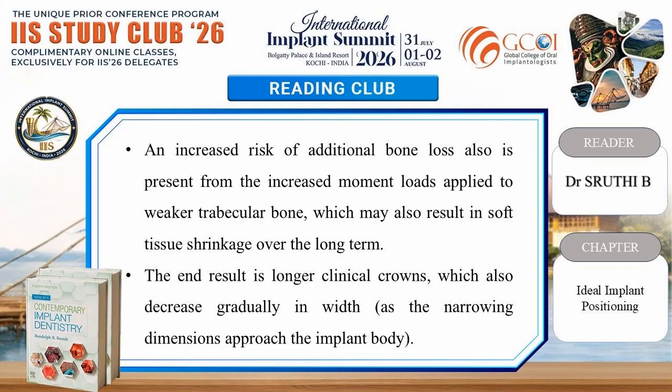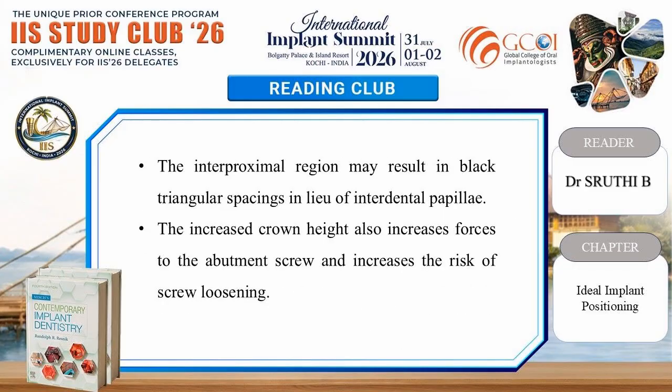An increased risk of additional bone loss also is present from the increased moment loads applied to weaker trabecular bone, which may also result in soft tissue shrinkage over the long term. The end result is longer clinical crowns, which also decrease gradually in width as the narrowing dimensions approach the implant body. The interproximal region may result in black triangular spacings in lieu of interdental papilla. The increased crown height also increases forces to the abutment screw and increases the risk of screw loosening.